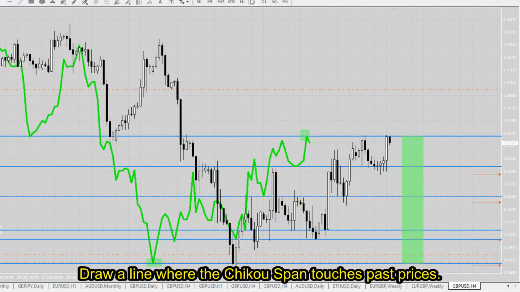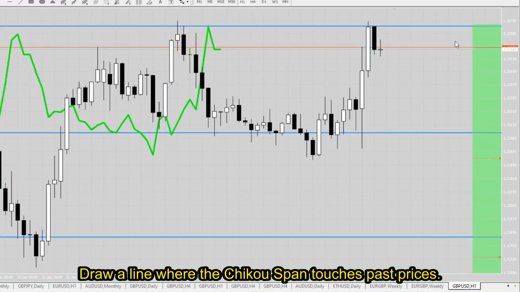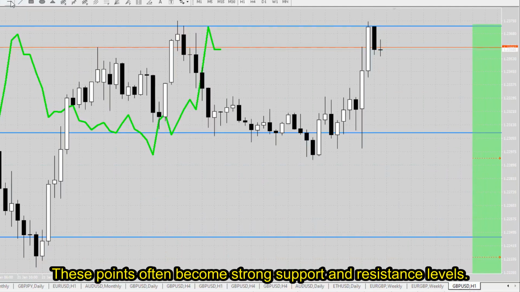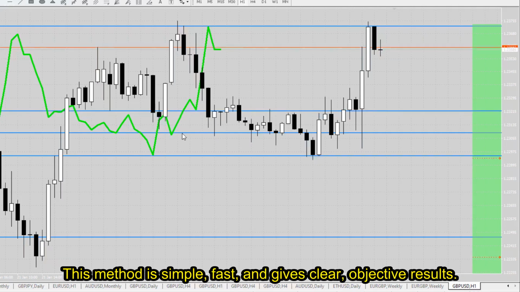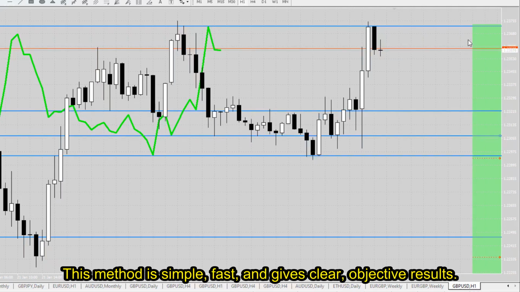Advantages of the method. So what are the advantages of this method? Simplicity, no need to overcomplicate things with highs and lows. Speed. Quickly identify relevant levels. Clarity. The Chikou Span gives us a clear and objective reading.